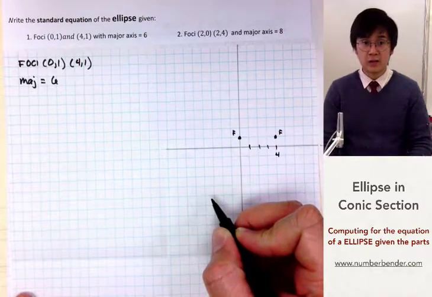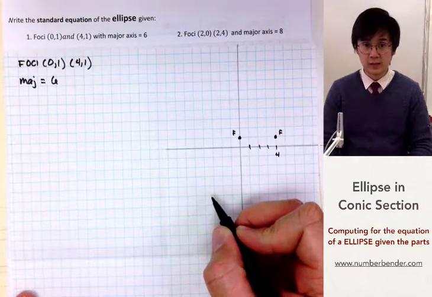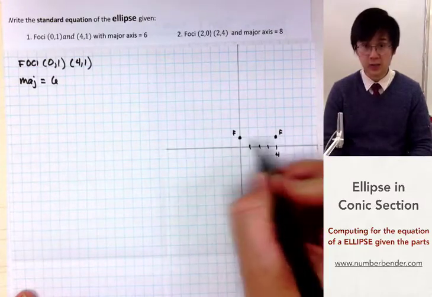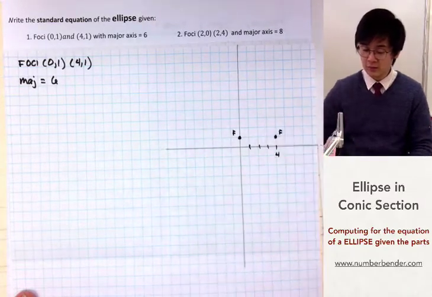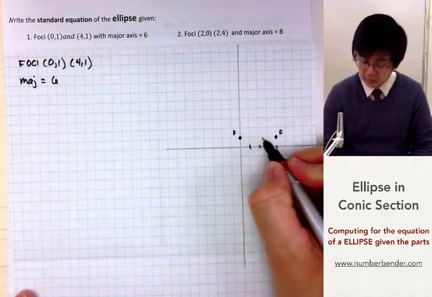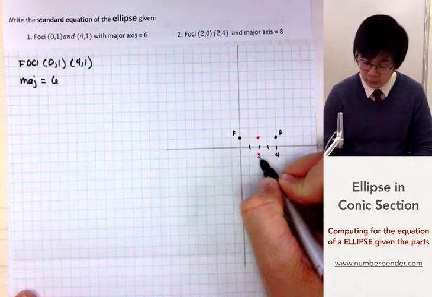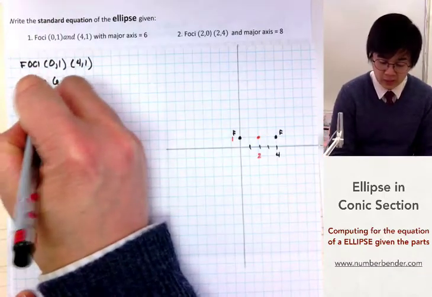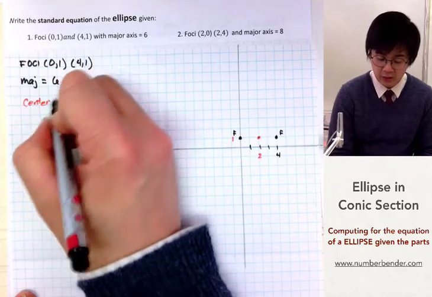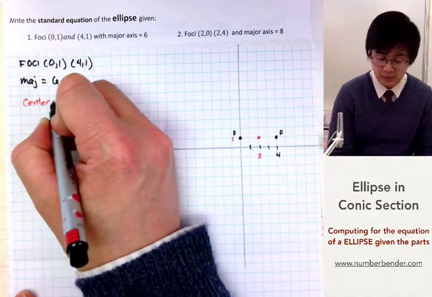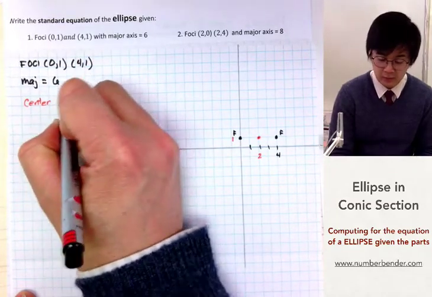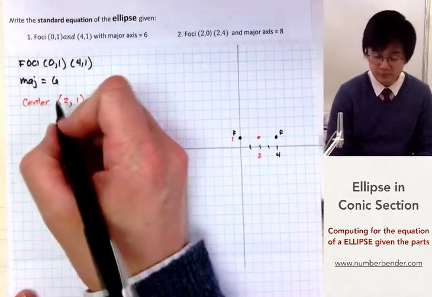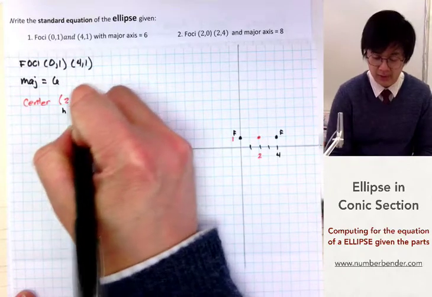Now, with the given foci, we know that we can find the center, which is in between our two foci. So the center is somewhere here at (2, 1). So now we're able to find the center of our ellipse, which is at (2, 1). And in our formula, the center is h and k.